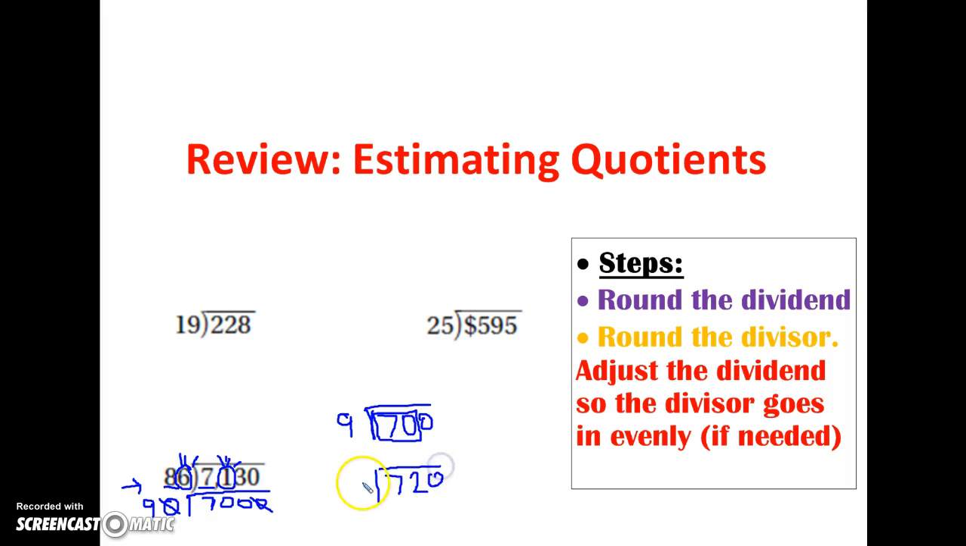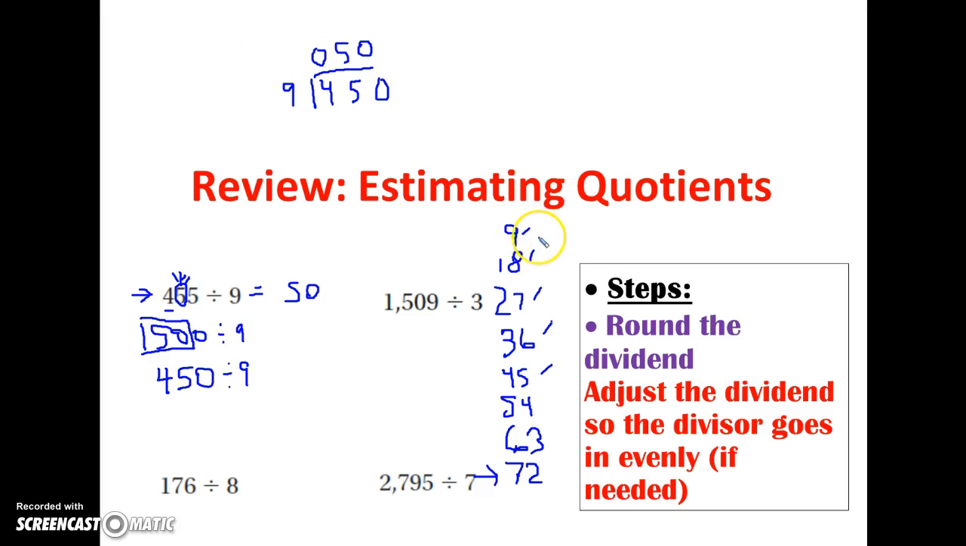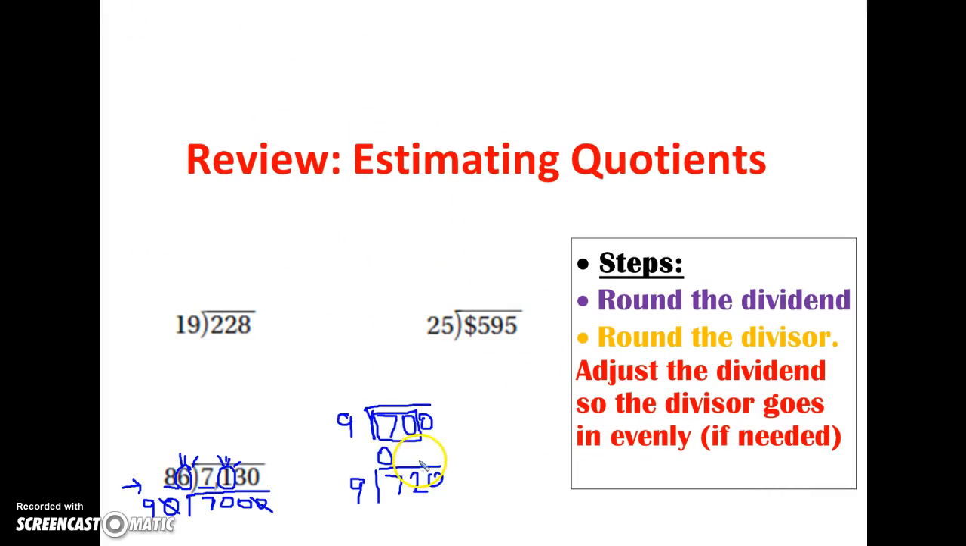Then I divide this by 9. 9 goes into 7 0 times. 9 goes into 72. 1, 2, 3, 4, 5, 6, 7, 8 times. Remember, this is what you do if you don't know your 9's facts. So it goes in 8 times, and then I bring up the 0, and that is my estimate, 80. 7,130 divided by 86 is about 80.